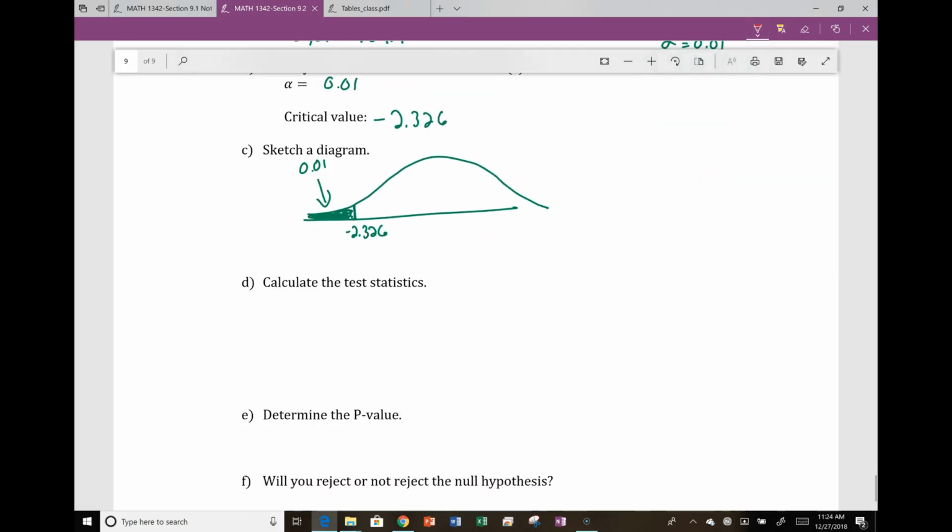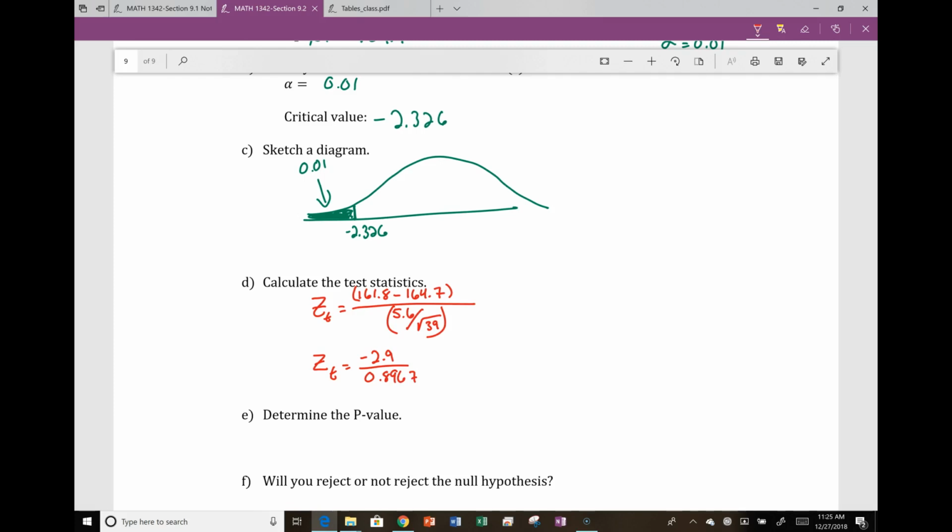Now we need to calculate our test statistic, z. That's going to be 161.8 minus 164.7 divided by 5.6 over the square root of 39. So 161.8 minus 164.7 is a negative 2.9. 5.6 divided by the square root of 39 is going to be approximately 0.8967.